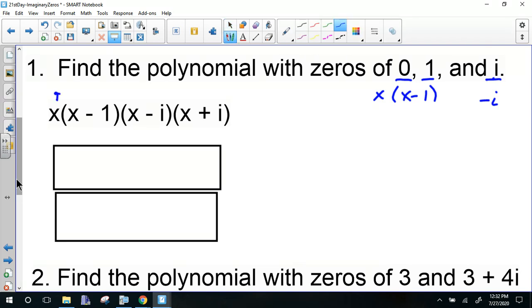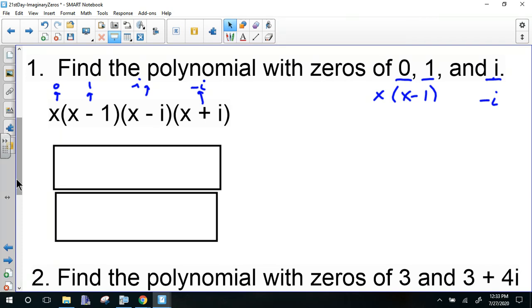That gives me a 0 of 0. That gives me a 0 of 1. That gives me a 0 of positive i, and this one gives me a 0 of negative i. So I need to multiply those together.